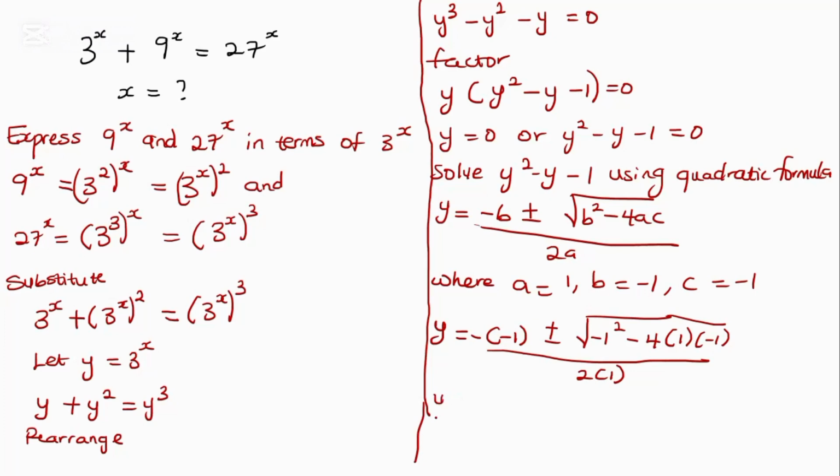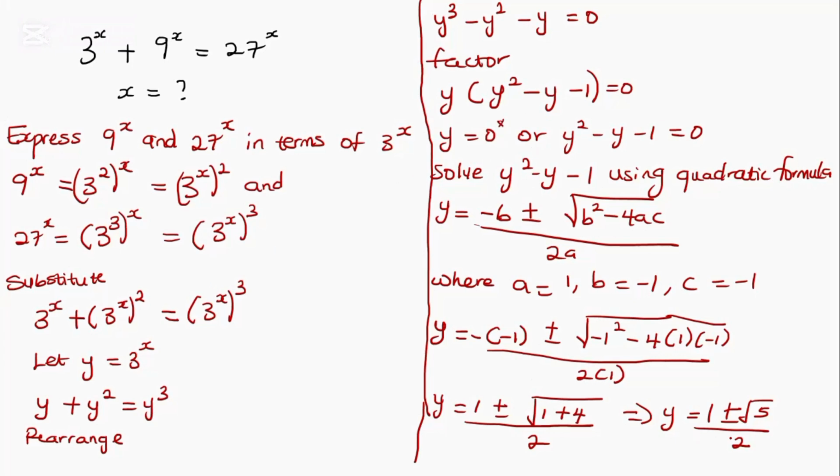So we have here that y is equal to, minus times minus is plus, so it's going to become 1 plus or minus the root of negative 1 squared is 1, minus 4 times 1 times negative 1 is going to give us plus 4, over 2. This is going to give us y equals 1 plus or minus the root of 1 plus 4, which is 5, over 2. Now we also have that y is equal to 0. We cannot make use of y equals 0 because y equals 3^x cannot be 0. So we simply need to discard this particular solution.